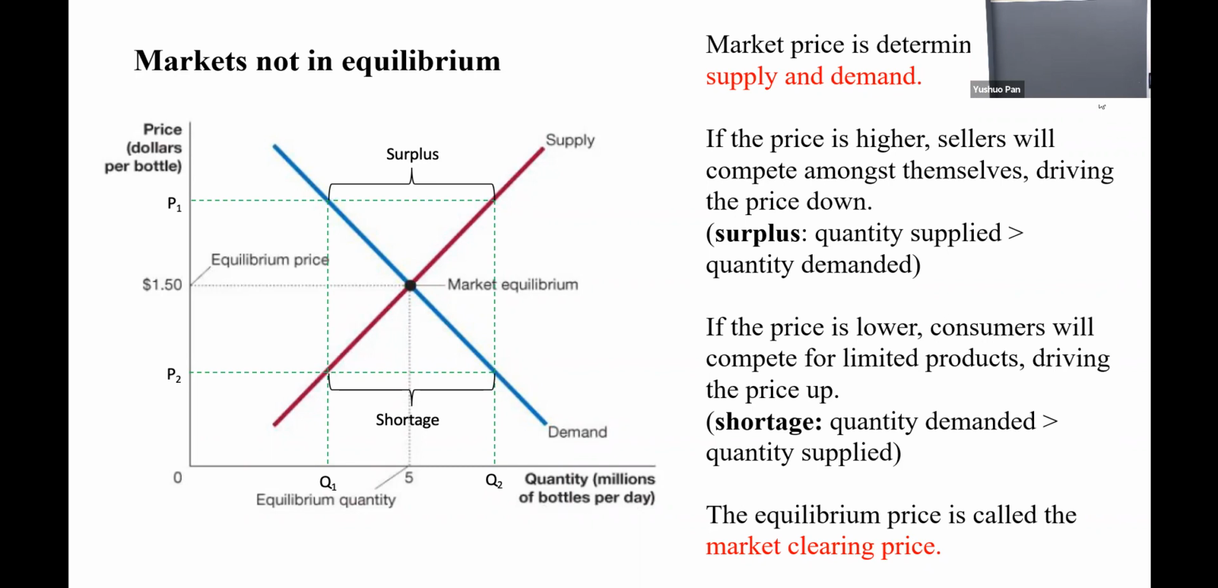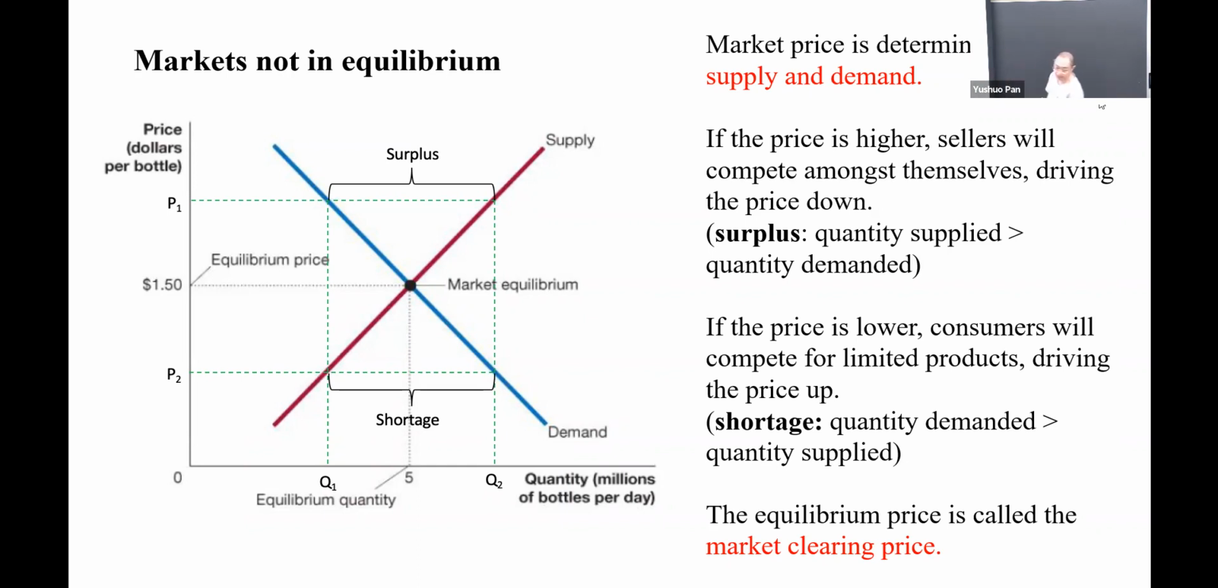So if the question asks you, what's the surplus in this question? The number of surplus is just the difference between these two points. So in this case, if the price is at P1, the surplus will be Q2 minus Q1. That's the surplus amount. And the same as shortage. If the price is lower than the equilibrium price, the same logic will happen.